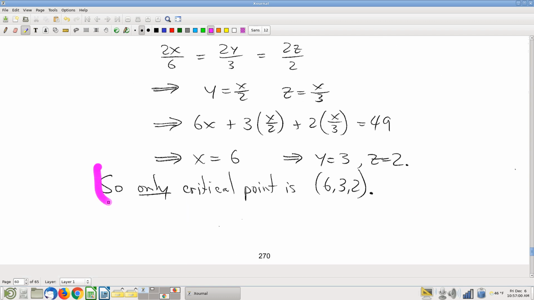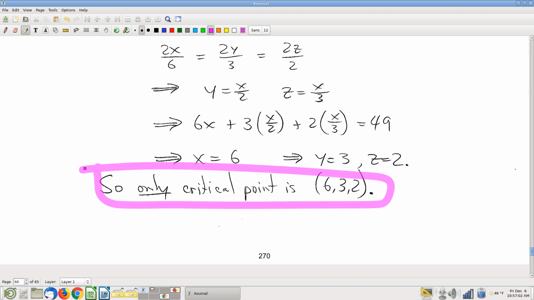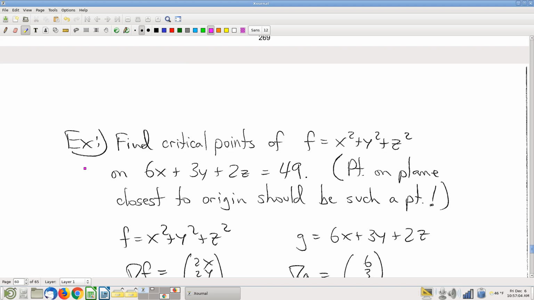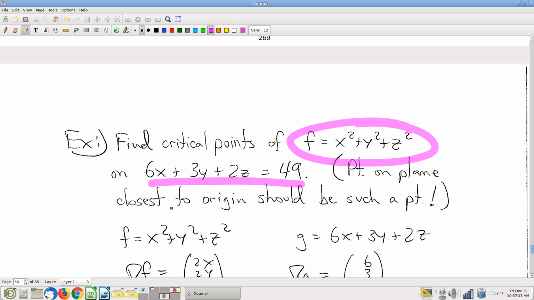So we only get one critical point, and now I appeal to your geometric intuition. This point (6, 3, 2), on this plane, is a critical point of the distance squared function, right? And what that is, it's the point on the plane closest to the origin. Geometrically, I think that's pretty believable.